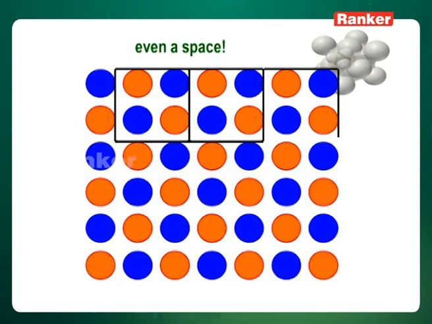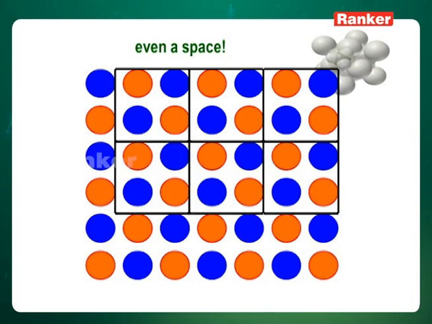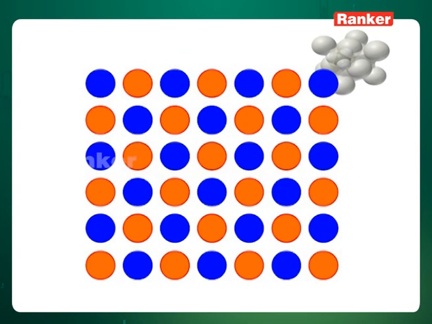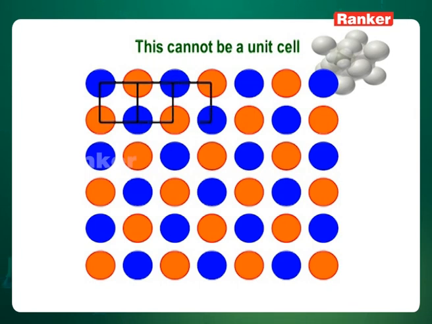Now, if you are taking the space, then the unit cell can be defined and the whole lattice can be defined like this, but definitely the unit cell cannot be like this, because you are starting from a blue and making a boundary at orange color, which doesn't give you a uniformity in the boundaries.